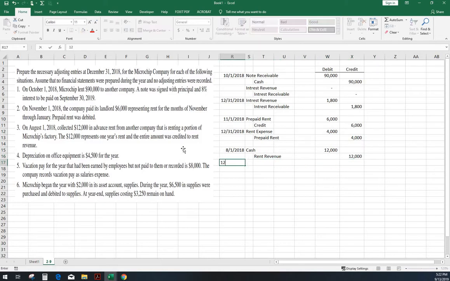Now 12/31 rolls around. We got to make our adjusting entry. So we have to, let's see. We know we're going to have to debit rent revenue.